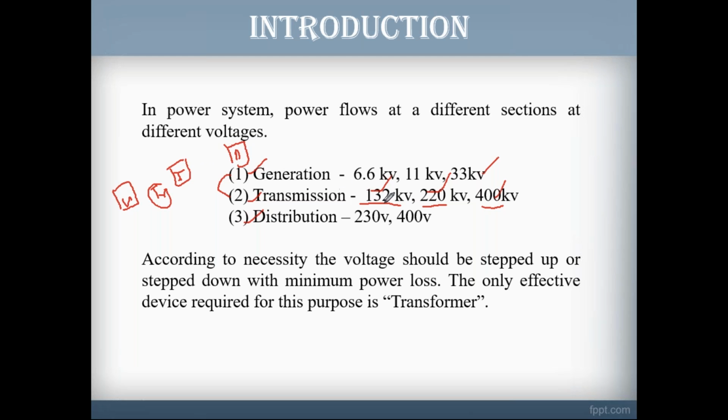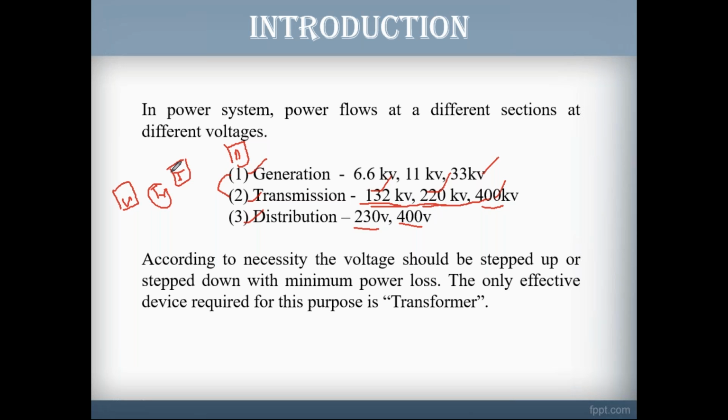Now what type of transformer are we using here? Step up or step down? What type of transformer are we using in between? No, it is step down. Why? Because these values are in kilovolts, thousands of volts. Then it is stepped down to 230 volts, 400 volts. That is, we convert kilovolts to volts. So it is a step down transformer.